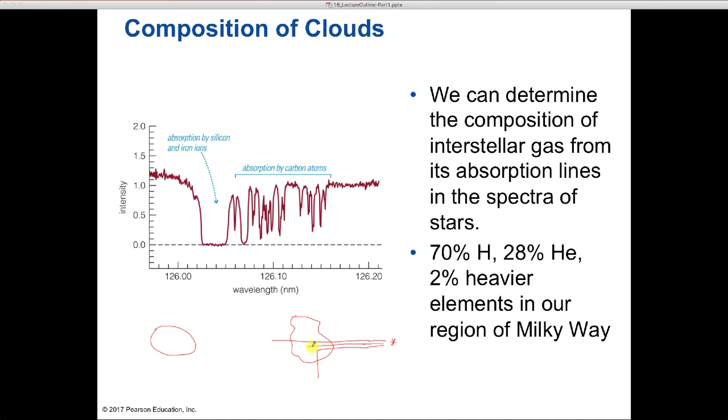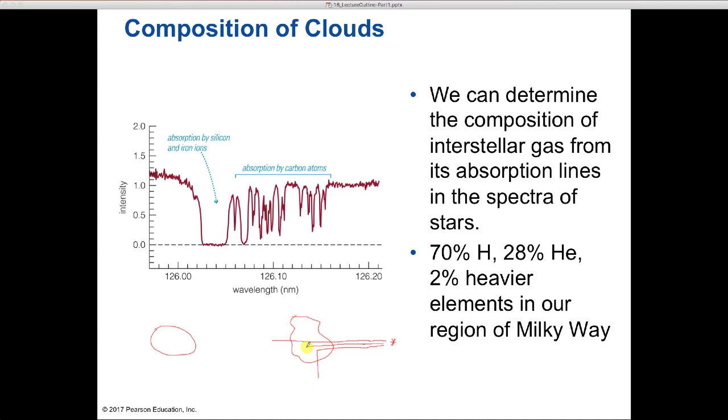There might be a very particular yellow color, for example, that is missing. There might be a very particular red color that's missing. And by looking at those very particular colors that are missing, we can identify what atoms are in the gas that's between the star and us. And we can also determine this by looking at Doppler shifting of those colors that are missing. We can match these missing colors up and decide what the atoms are that they belong to.